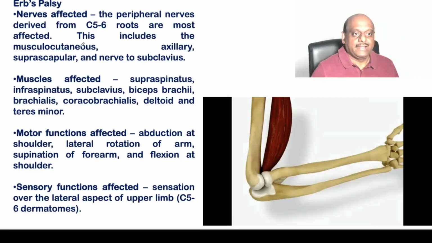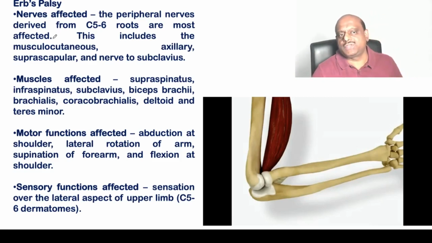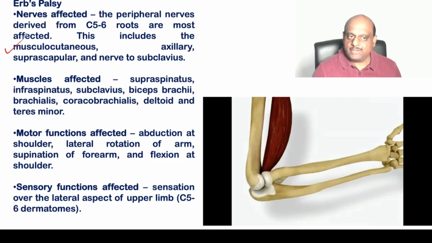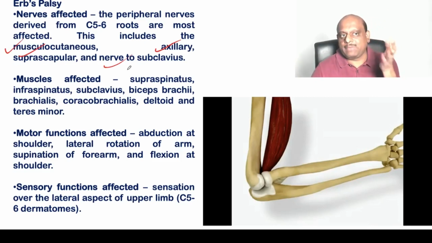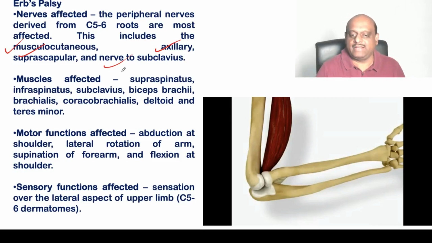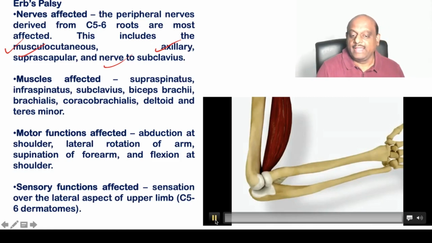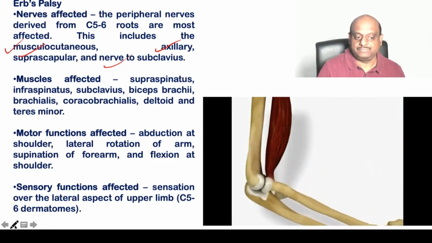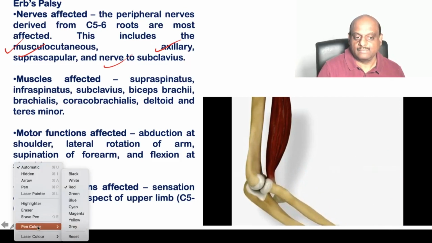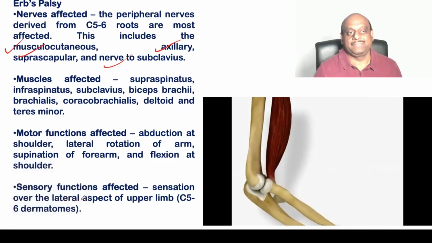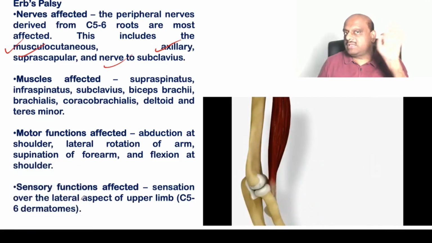So C5, C6 roots are important for which nerves? Musculocutaneous, axillary, suprascapular and nerve to subclavius. They are the nerves which are affected whenever there is a Erb's palsy, is what you need to remember. Erb's palsy. And what are the muscles you will remember?